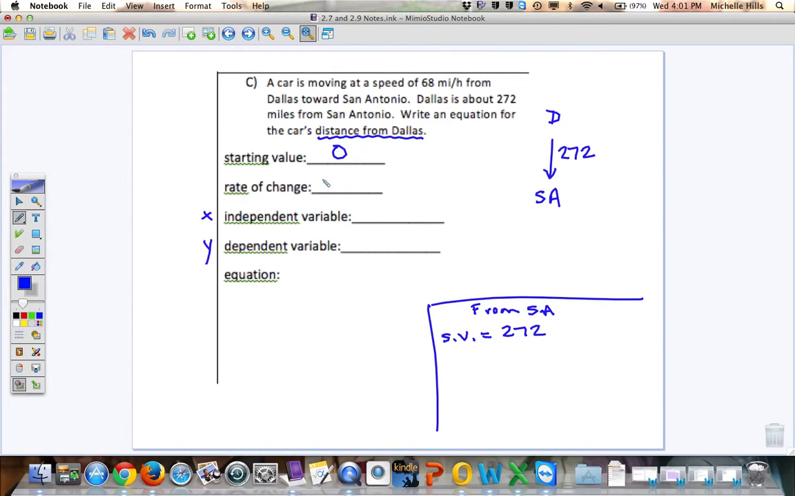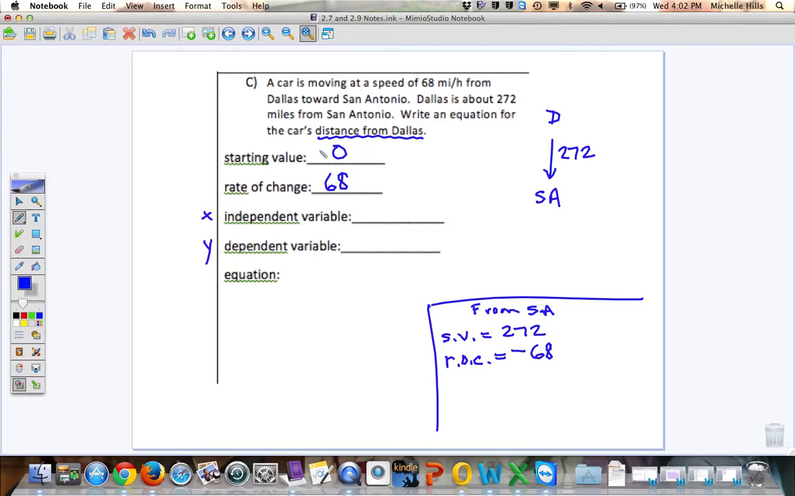Rate of change. Well, I'm getting further and further away from Dallas every hour that passes, and I'm getting 68 miles further away every hour. Here, my rate of change, if it was from San Antonio, would have been negative 68, because this number, which started at 272 miles, is going to decrease, and I'm going to get closer and closer to San Antonio with every hour that passes.